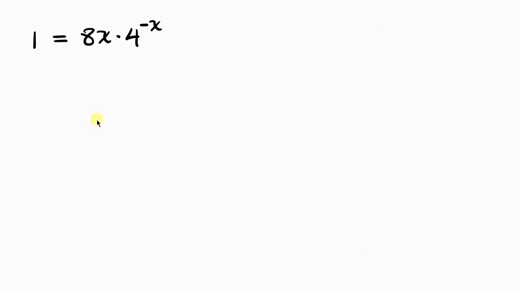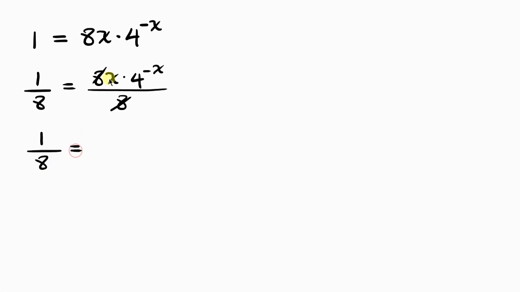All right. So our next step will be for us to divide both sides by 8. The reason that I do this is just to separate the variables. So let's divide both sides by 8. I'll divide the left hand side by 8. I'll also divide the right hand side, which is 8x times 4 to the negative x, by 8. You notice that 8 can cancel off 8. So that we have 1 over 8 to be equal to x times 4 to the negative x.